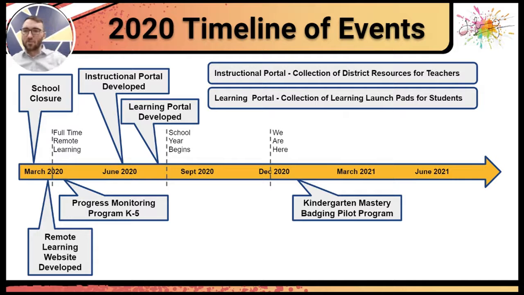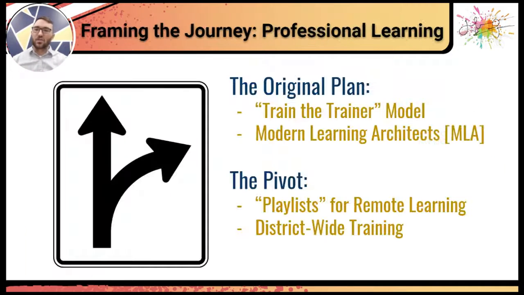So let's break down that 2-week window of what we ended up doing and how it shifted. There was this pivot that happened in our professional learning journey. The original plan, if we back up to last video, we were talking about how we were doing the train the trainer model. We were doing these modern learning architects. We had all these teachers that were being trained.